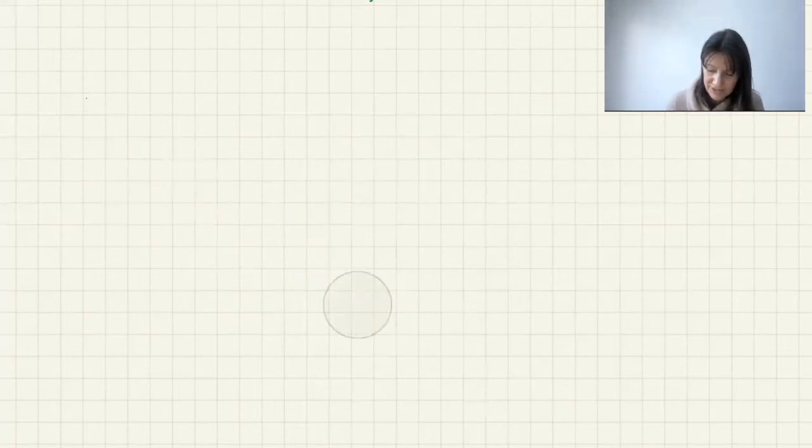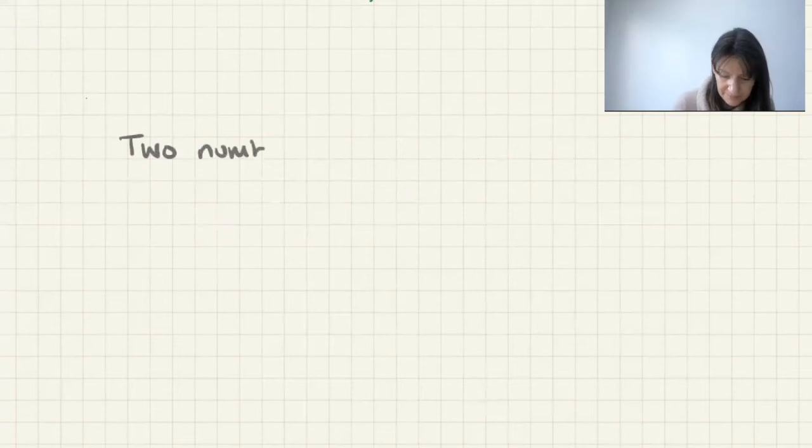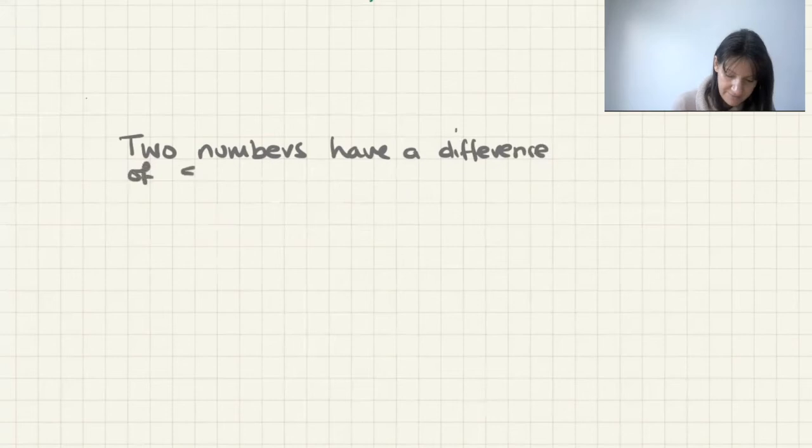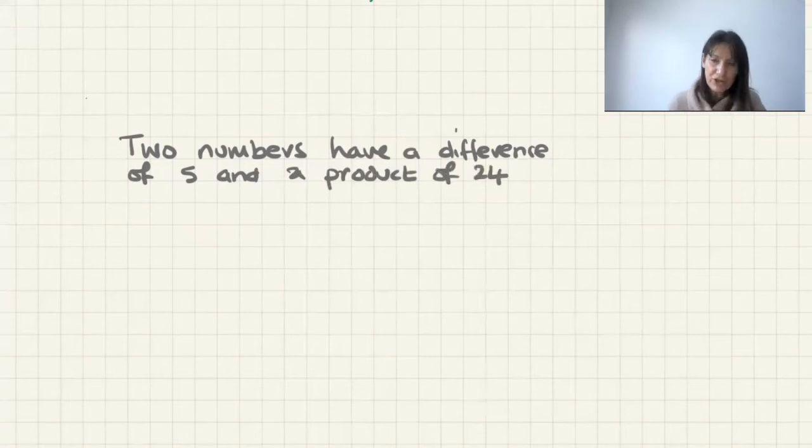Okay, here's our next question. So I'm going to say that 2 numbers have a difference of 5 and a product of 24. So I've got 2 numbers, they have a difference of 5 and a product of 24. And from that, you should be able to work out what those 2 numbers are. So that's what I want you to do. Hit pause and press play when you think you've got it.